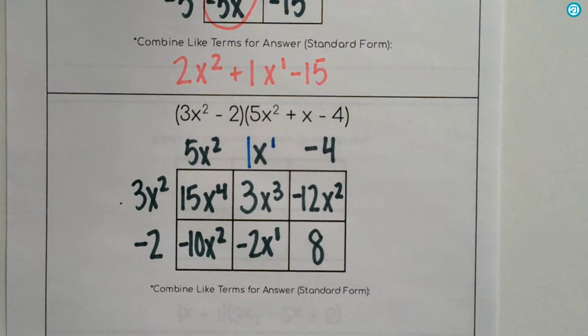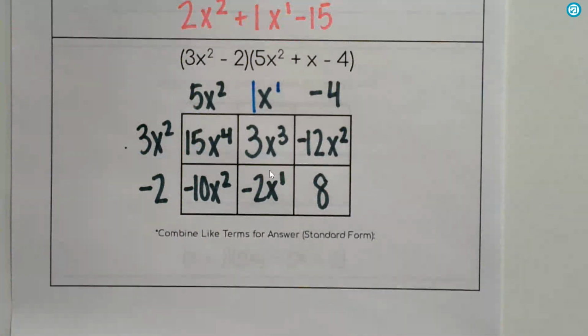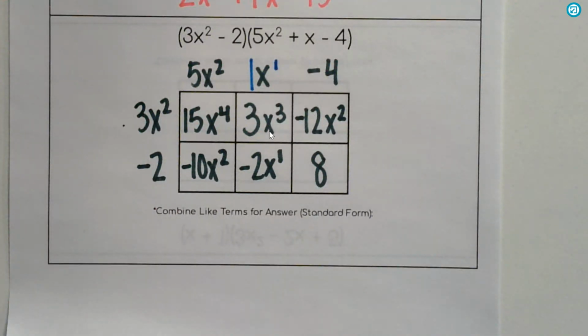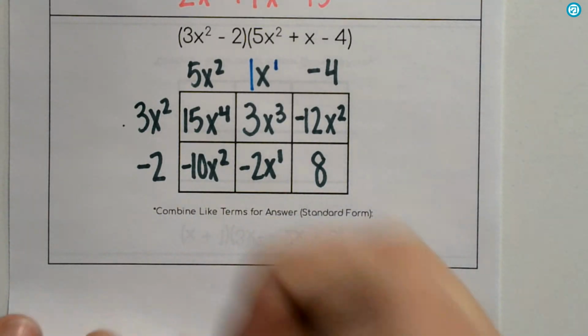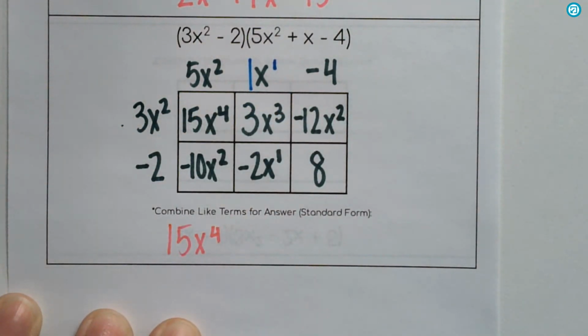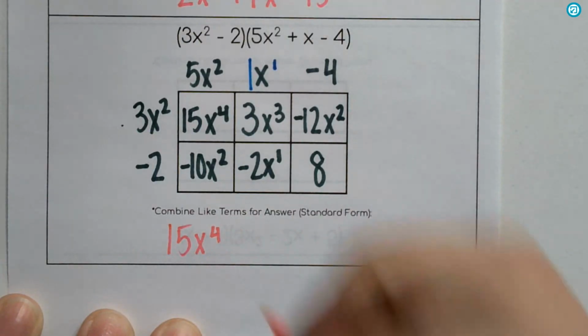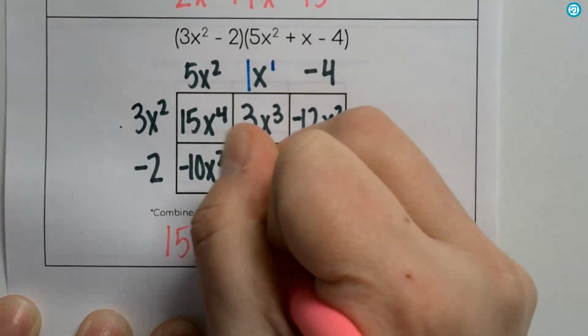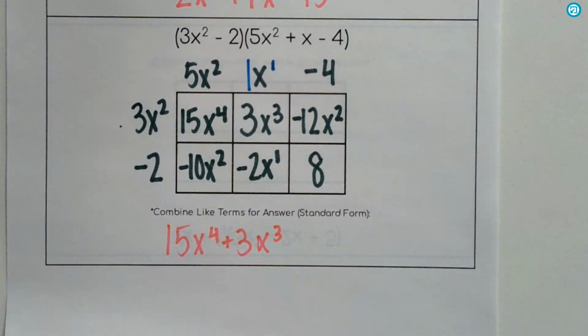Hey, questions right now before we combine like terms? Any questions about filling out our boxes? Okay. You're always going to start in the upper left-hand corner. You're always going to end in the bottom right-hand corner. Maybe some stuff along the way will combine. Maybe it won't. It kind of just depends. So 15x to the fourth, nothing to combine that with. 3x to the third, nothing to combine that with. If it's positive, put a plus. If it's negative, it's minus.